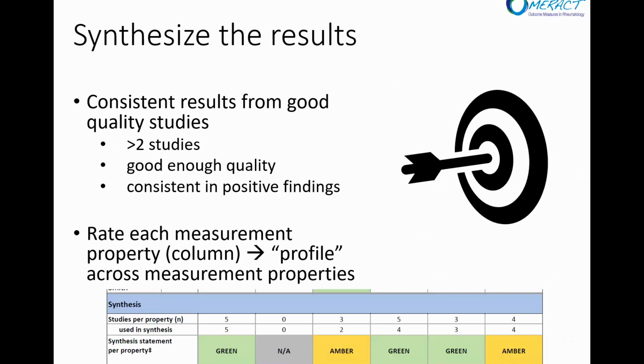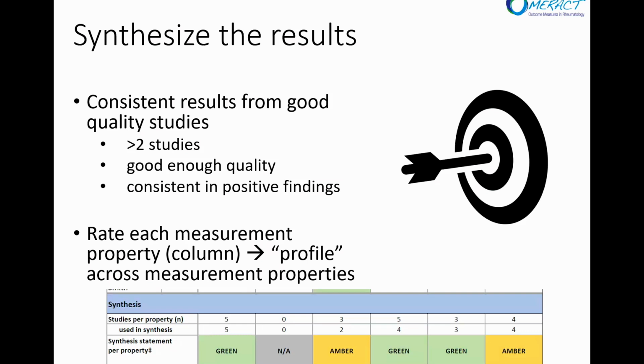because this is where you're really saying this is the decision that we made. So we're looking for consistent results from good quality studies. So meaning we need 2 or more studies, good enough quality, and consistent positive findings. And we ask you to rate each of the measurement property columns, and you'll have a profile then across. So if you have that, 2 studies, good enough quality, consistent positive findings, you would get a green. If you had negative findings, those consistent negative findings, then you would be getting a red. So it's an indication of no, don't go here. This instrument does not have good retest reliability, for example. And in between, you might have some amber ratings.